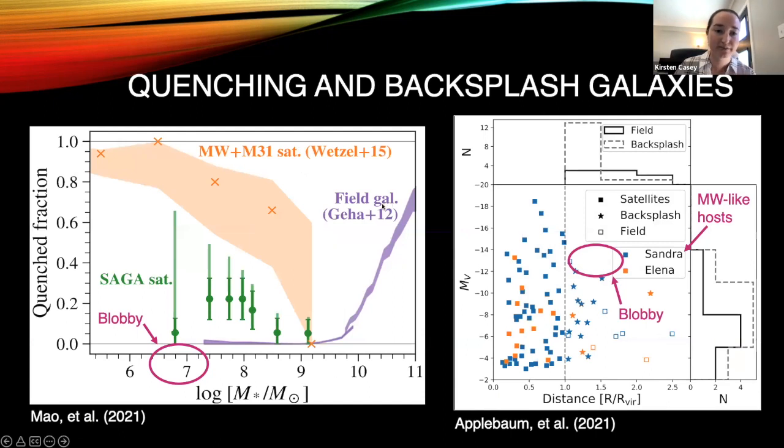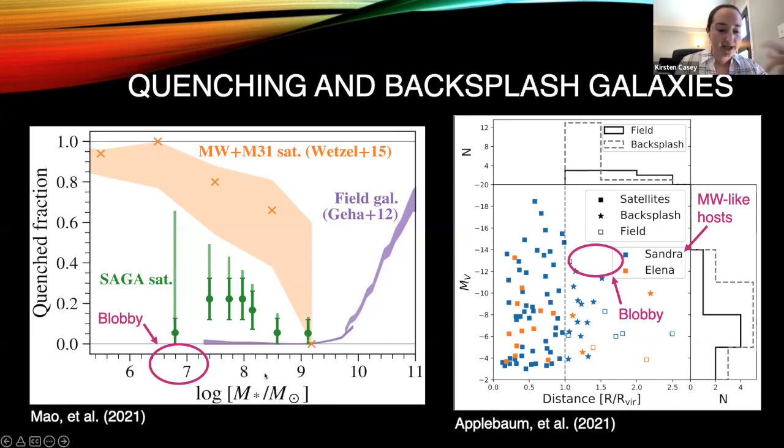Now, the reason this is important is because the star formation of galaxies in this mass regime can be affected significantly by the environment that they're in. Field galaxies in this mass regime are predominantly star forming, but satellite galaxies in this mass regime are much more likely to be quenched. Backsplash galaxies often resemble satellite galaxies more than field galaxies, and we use this and the distance measurement that we get to argue that Blobby is likely backsplash.